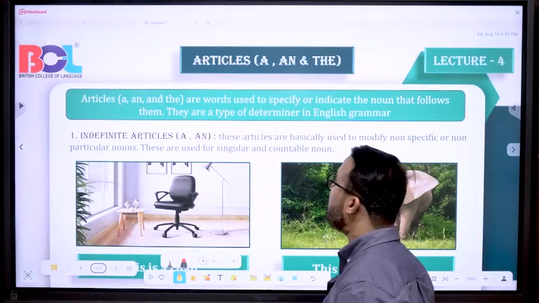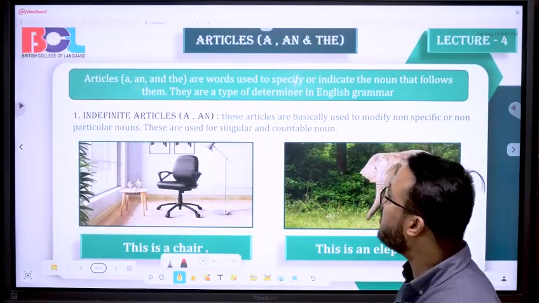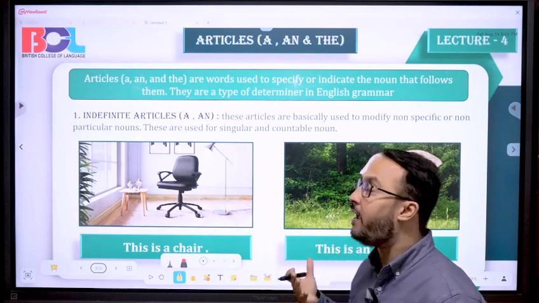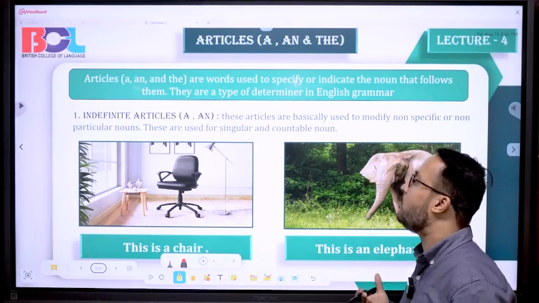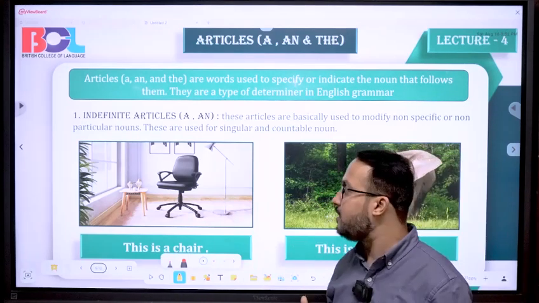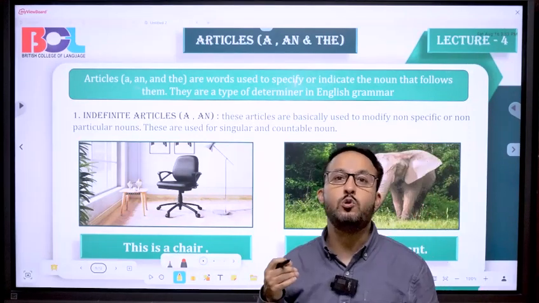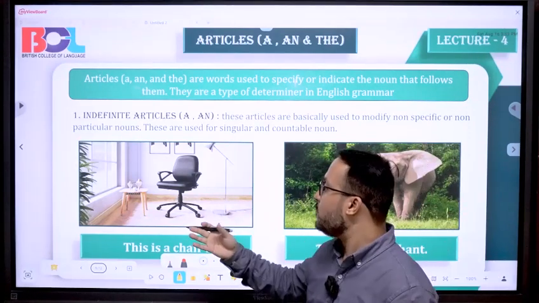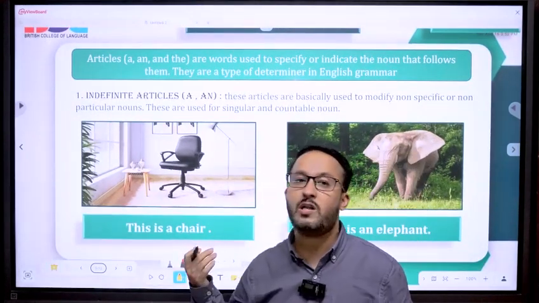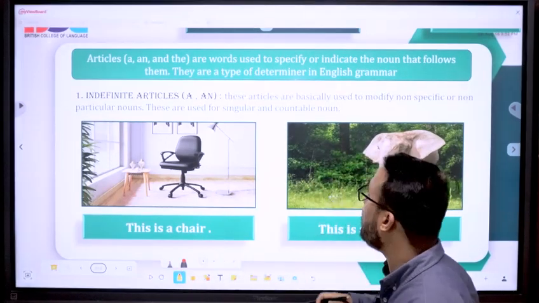And further, if we see the slides, indefinite articles, a and an, as I already told you. These articles are basically used to modify non-specific and non-particular nouns. These are used for singular and countable nouns. Like if I say this is a chair, chair is one. As in the beginning of this video, I told you that a and an are used for one, they both stand for one. As we can see in the slide as well, this is a chair. So it's always a countable noun. One chair we can count. That is why we have used a here as an article.